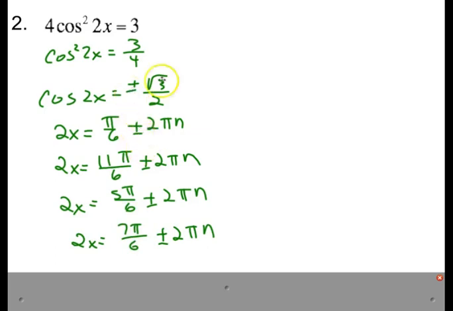And then I will append the period, and I will always do appending the period for a multiple times an angle, even if it's just unit circle values, because now I have to take and divide everything by 2. So I want to make sure that I check for everything on the unit circle, even if I had a restricted domain. So now I will divide everything by 2.